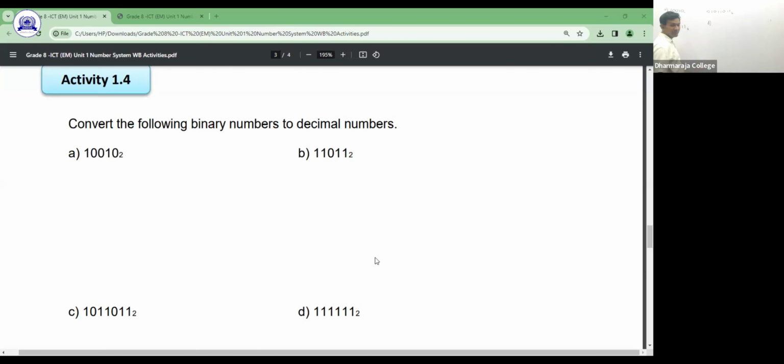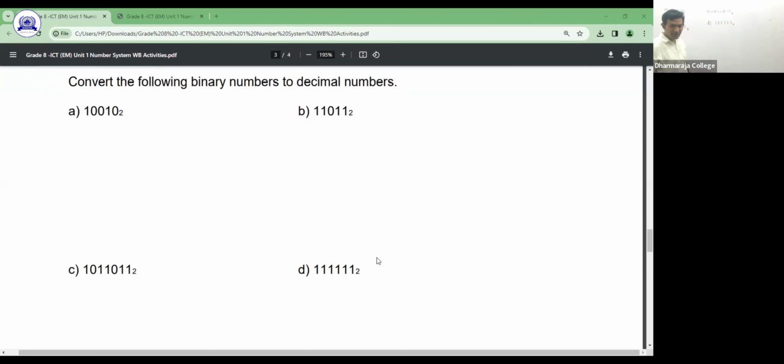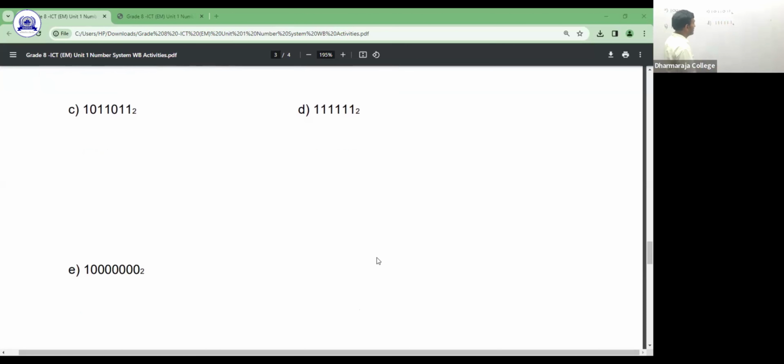Right. B, this we have 6 ones. 1, 2, 3, 4, 5, 6. The last one we have, it's this one. Okay, we have 1, 2, 3, 4, 5, 6, 7. That's the last one.